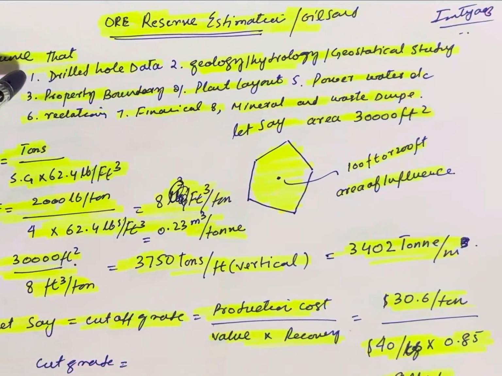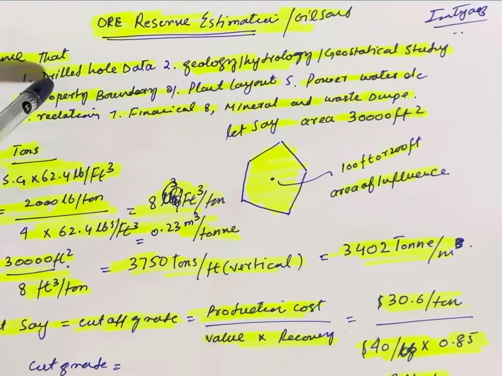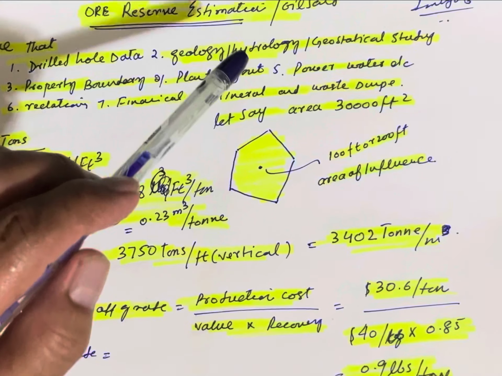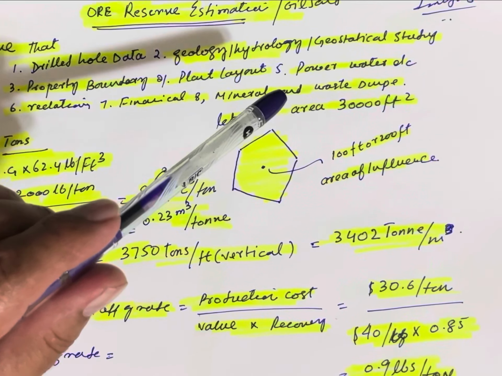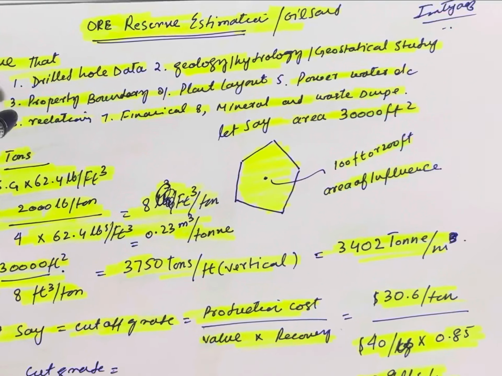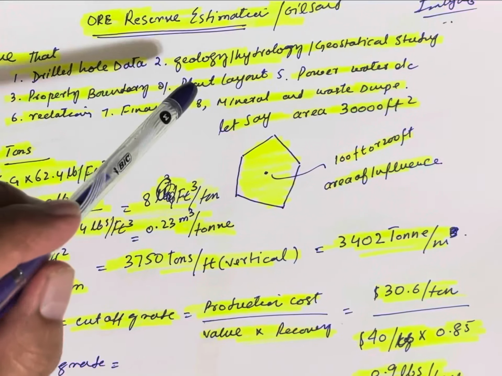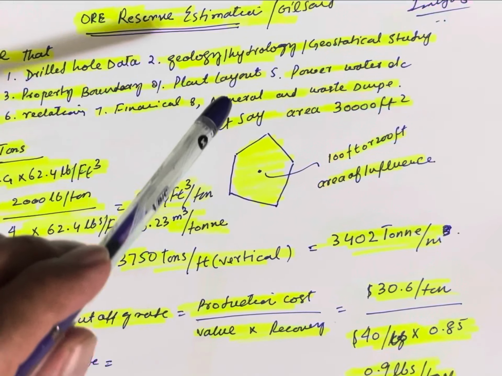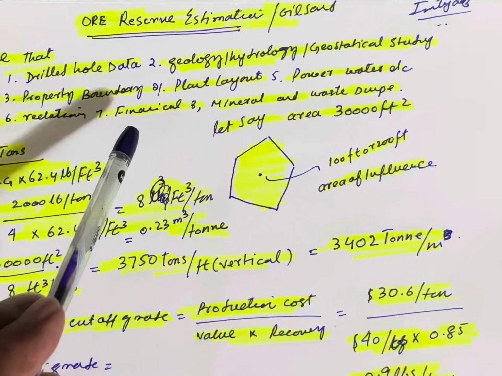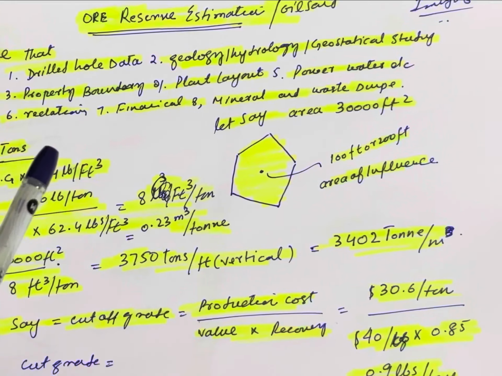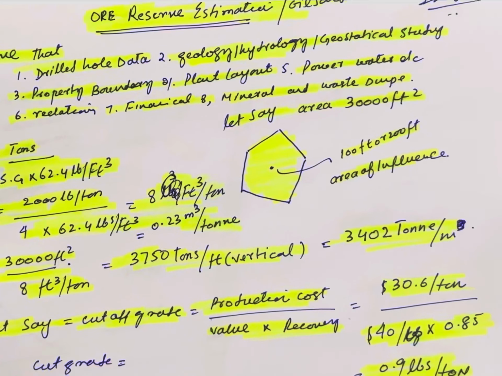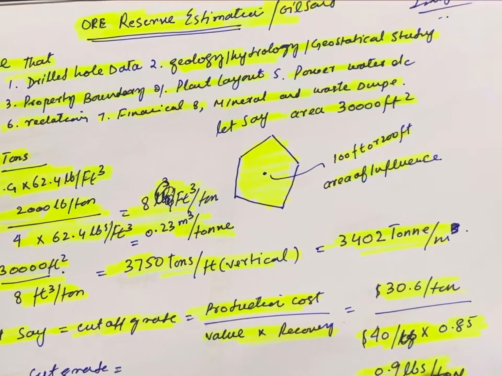So what we assume is that the drill hole data is available, along with geology, hydrological study, statistical and geotechnical studies. Property boundary, plant layout, power, water, etc., reclamation, financial, mineral and waste terms. All the data is available. So on the basis of which we then do the ore reserve estimation.